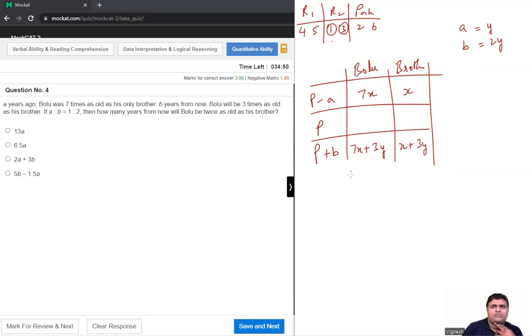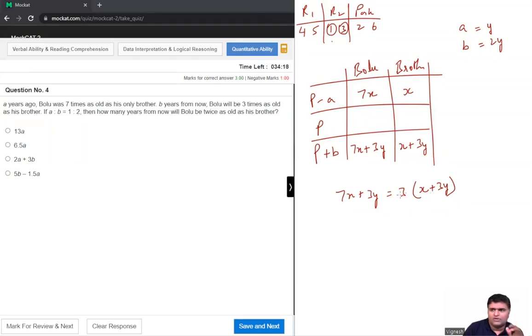And what do we have here? So Bolu will be 3 times as old as his brother. So 7x plus 3y equals 3 times x plus 3y. Yes? No? Correct, huh? All of you? You people have to tell me yes or no. Huh? Timer is running.